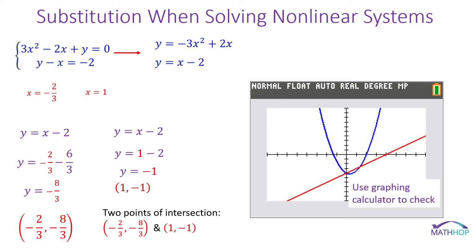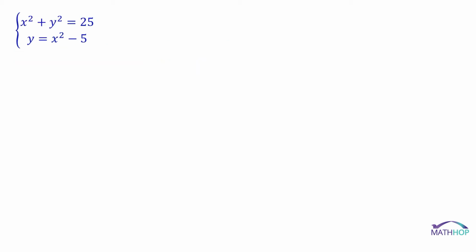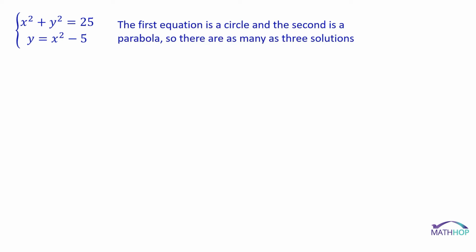We'll check the next one algebraically. Speaking of the next one, here we have it. Our first equation is a circle, right? X squared plus y squared equals 25. That is a circle centered at the origin with a radius of 5. The second is a parabola. So this means I have as many as 3 solutions.